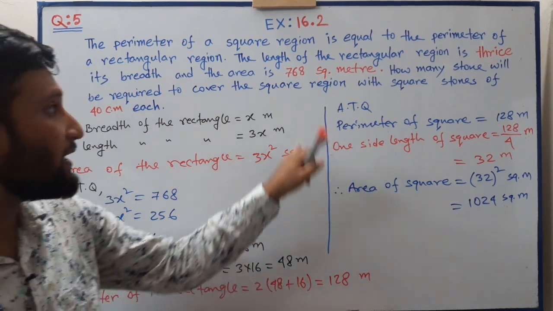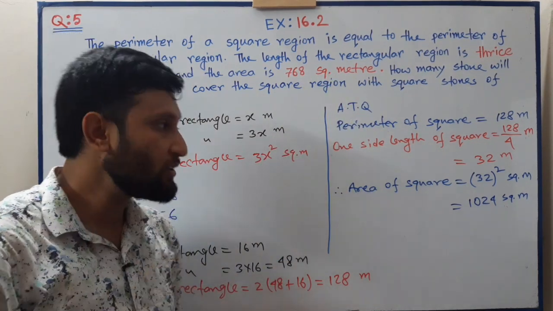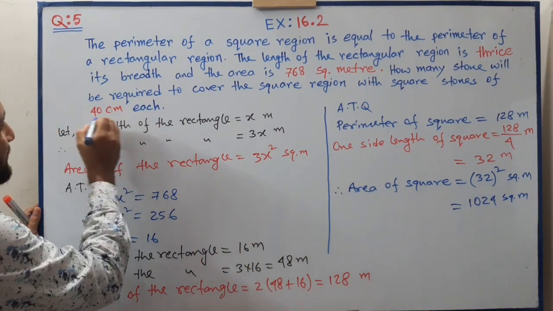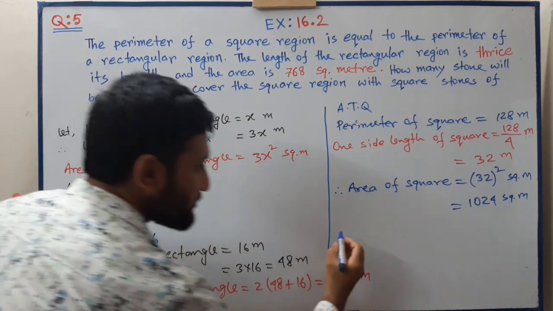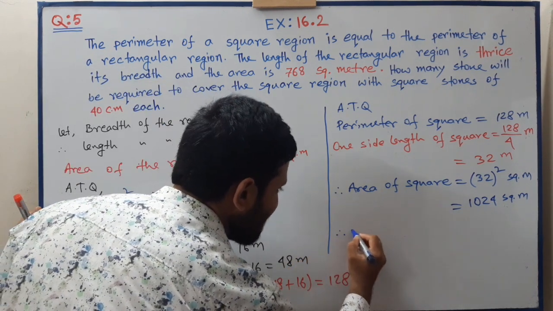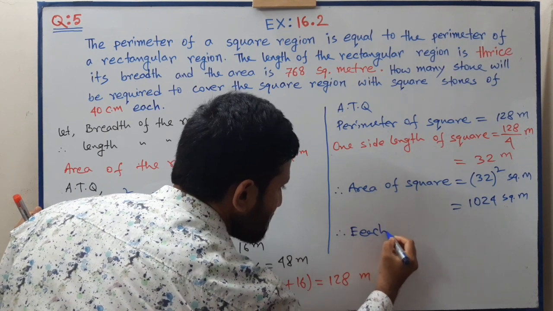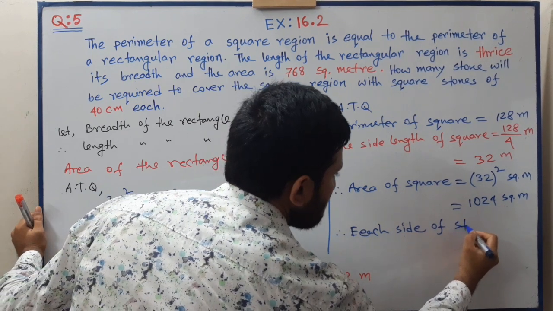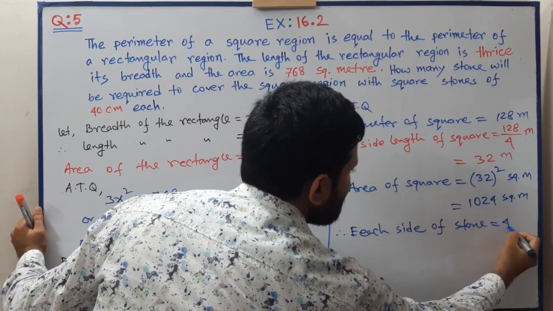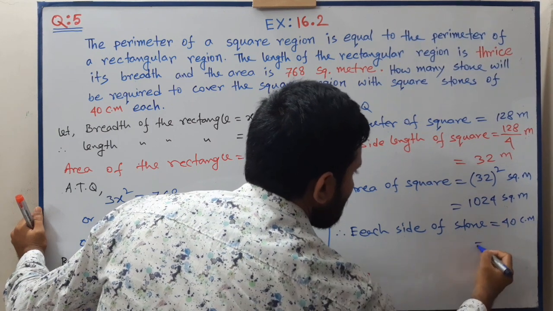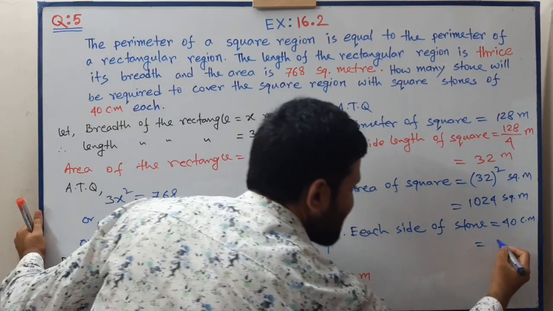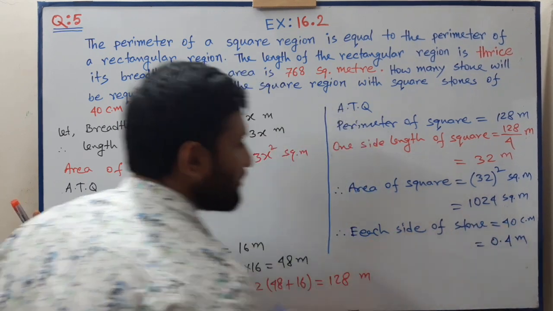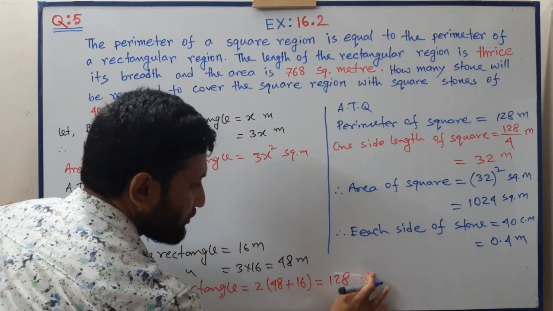But we have to identify the number of stone. So at first we have to identify the area of this stone. Here see that each side of the stone is 40 centimeter. So we can write each side of the stone is equal to 40 centimeter. Okay, we can convert this to meter. 40 centimeter, that means 0.4 meter.